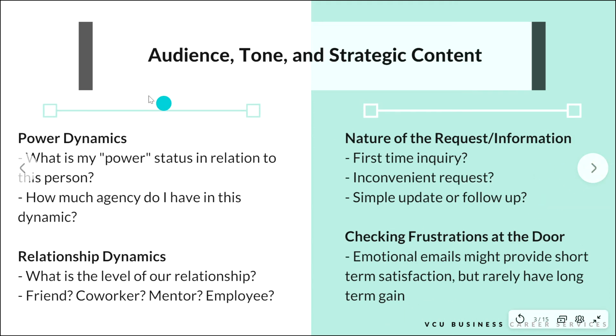So we want to build off these concepts and talk about audience, tone, and strategic content. As you see with the power dynamics piece, it's important to think about what is my power status in relation to this person, and how much agency do I have in this dynamic. So you might be emailing a supervisor who is very rigid, right? They're very much a supervisor, you're very much the employee.